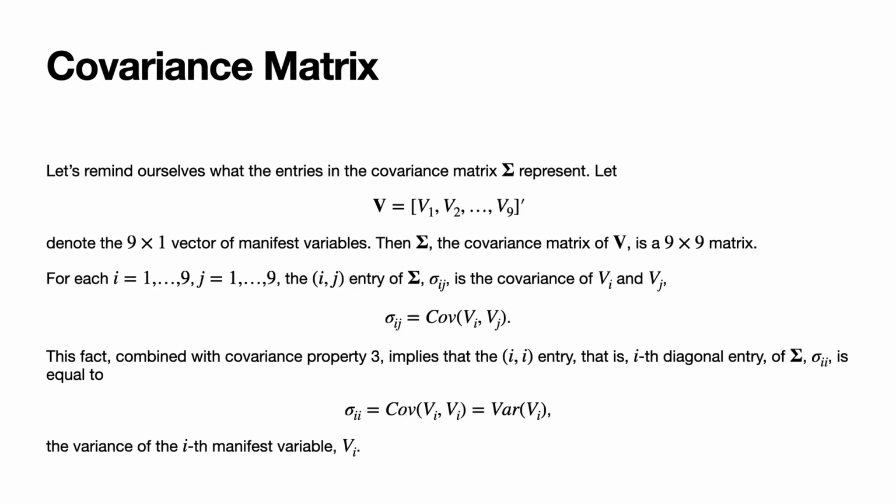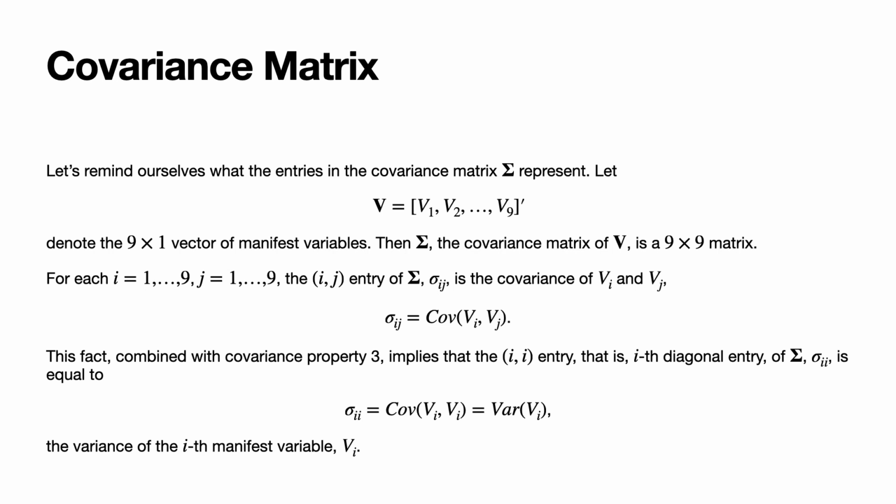Now let's remind ourselves what the entries in the covariance matrix capital Sigma represent. Let bold V be the 9 by 1 vector containing the 9 manifest variables V1, V2, and so forth up to V9. Then capital Sigma, the covariance matrix of bold V, is a 9 by 9 matrix. For each i going from 1 to 9 and j going from 1 to 9, the ij entry of capital Sigma, denoted by sigma sub ij, is the covariance of V sub i and V sub j.